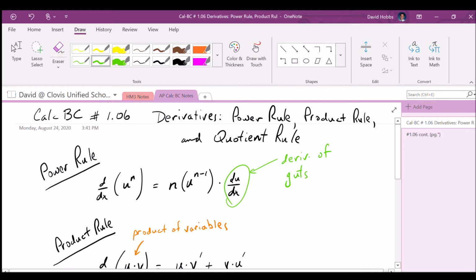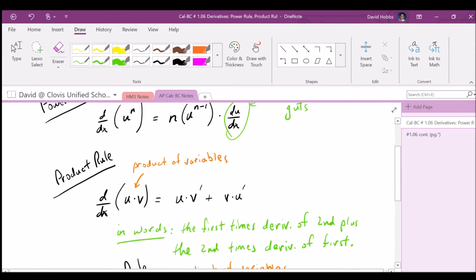we got to start getting used to that. So anyway, that's the power rule. That's essentially what we learned yesterday.